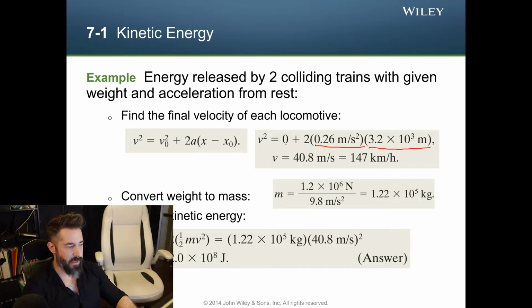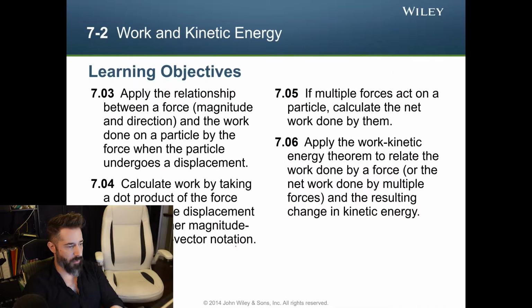And then they start from rest, so the initial velocity is 0 here. So it becomes a pretty simple equation, plug and chug, and then you just get this answer of 147 kilometers per hour. From here, we can reverse engineer and find the mass because we have the weight. The weight is the mass times the gravity, so if we just divide the gravity out, we're left with just the mass. So now we have the mass and the velocity, and we can figure out the kinetic energy. So putting in the answer, you get 2 times 10 to the 8 joules.